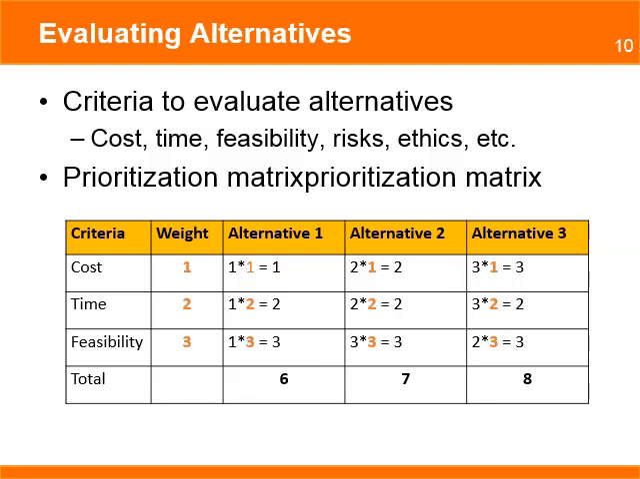Another method is to create a prioritization matrix. Each alternative is evaluated against the variables and each variable has a weight. Each alternative is ranked against the variable and given a value, and these values then multiply the variable weight. The idea is to have an alternative with the best total score.